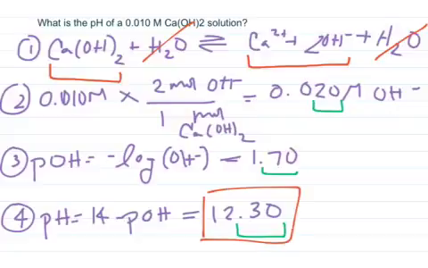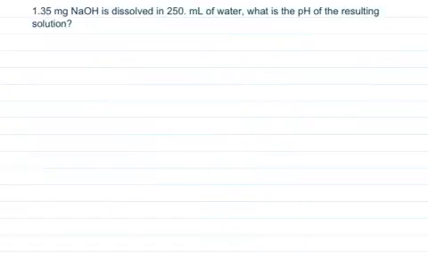So make sure you watch out for the 2 moles of hydroxide that might pop up. For the acids, it's never really going to show up something like that, but just in case, make sure you do a conversion. So we're given this question. We have 1.35 moles of sodium hydroxide, and it's dissolved in 250 milliliters of water. What is the pH of the resulting solution?